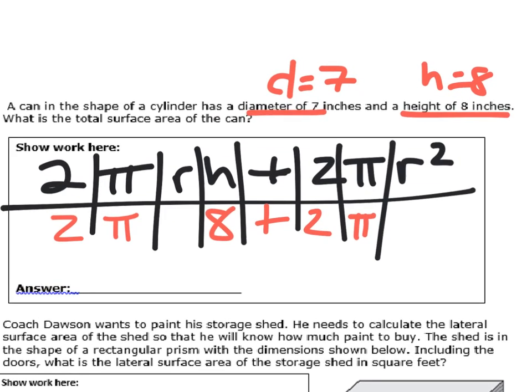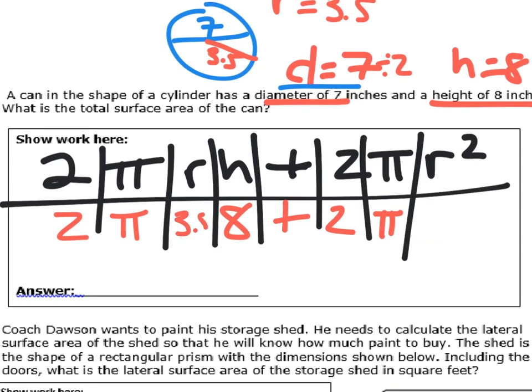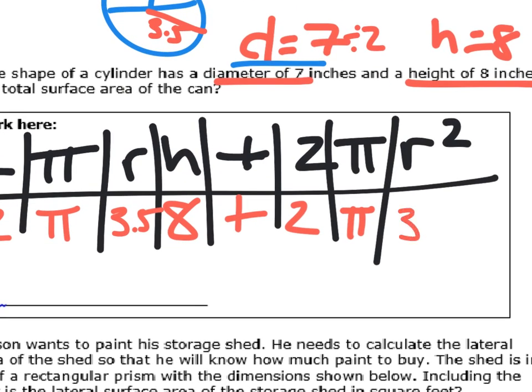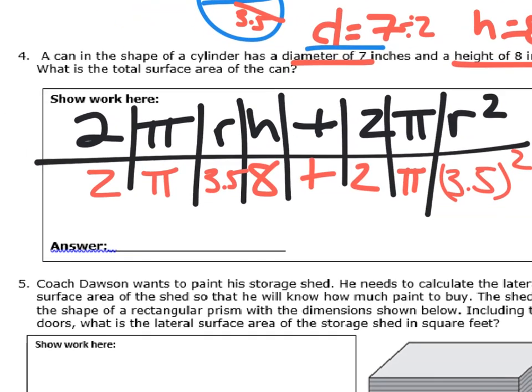But it did give me my diameter, and if I remember a circle, a diameter is all the way across, 7, and my radius is just half of that. So I'm going to go ahead and get 7 divided by 2, and I end up with a radius of 3.5. So r equals 3.5. So now I'm going to go ahead and plug it in. 3.5. And then here it's not just r, it's r squared, so it's going to be 3.5 squared. And then we're going to go ahead and multiply. So I'm going to start by multiplying the numbers that are not pi. So 2 times 3.5 times 8.